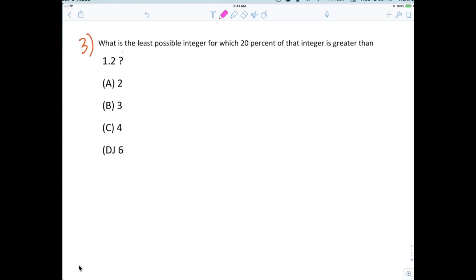It says, what is the least possible integer for which 20%, how do I write 20%? 0.2 of that integer. Well, do we know what integer they're talking about? No, we don't. So we're going to make it what? X. So we say 0.2x has to be greater than 1.2. What is the least possible integer for which 20% of the integer is greater than 1.2? All right, so now how do I solve that?